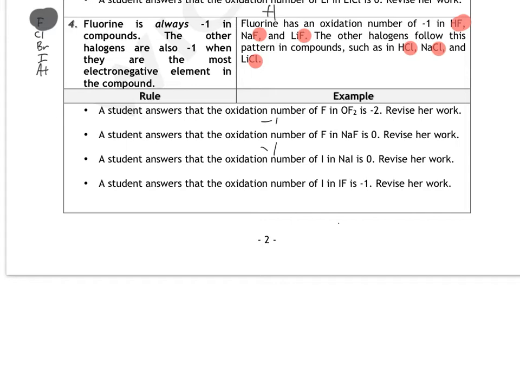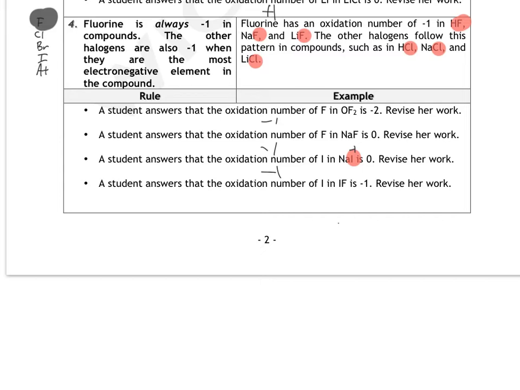Thirdly, a student answers that the oxidation number of iodine in sodium iodide is 0. So basically, iodine is group 17, it's a halogen. And that means it's almost always going to be -1 as long as it's the most electronegative element in the compound. And iodine is more electronegative than sodium. So my answer for iodine there is going to be -1.